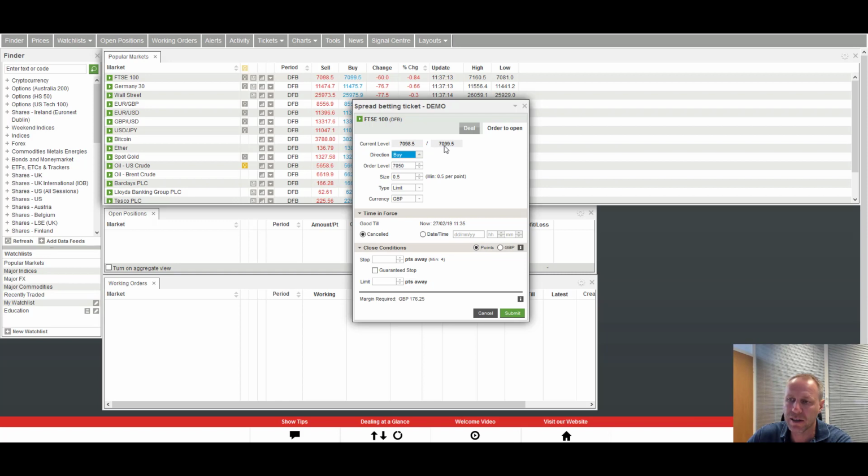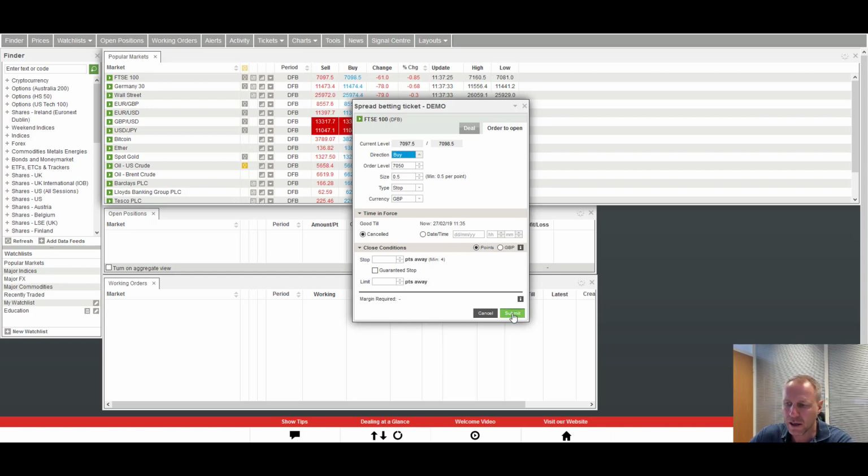The current price is trading at 70.99.5 to buy and 70.98 to sell, and it's changing here in real time. But I've put an order in here at 70.55. That's below the current price. So that is a limit order, not a buy stop order.